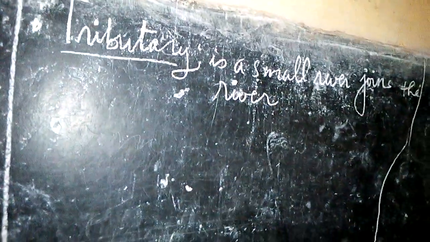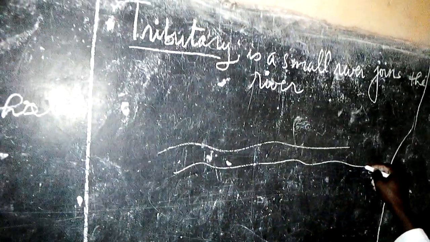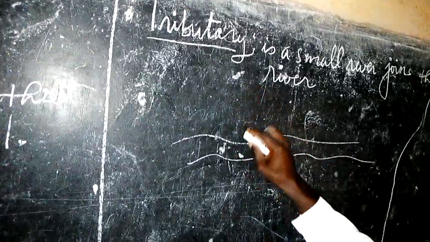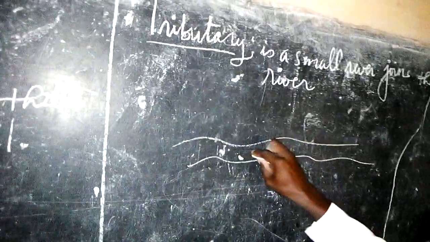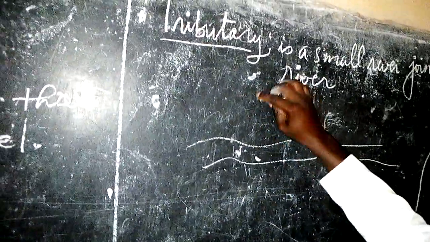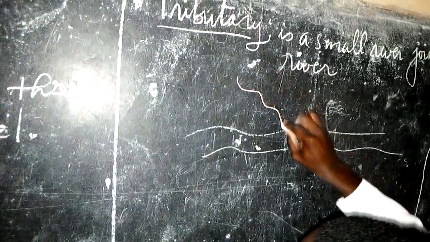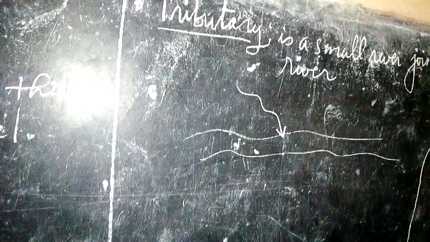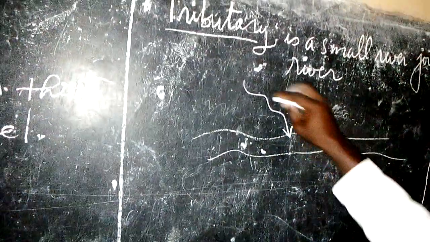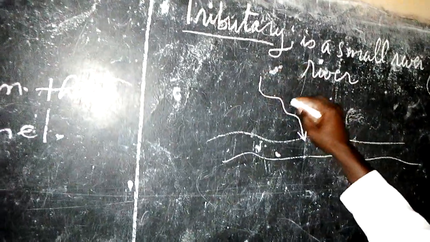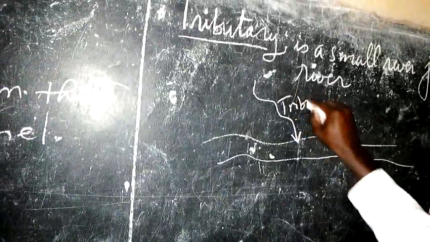By using a diagram, suppose that we have a big river here. This is a big river. And if this is the main river, and a certain small river comes from a certain place and joins this big river, this activity or this term is referred to as a tributary.